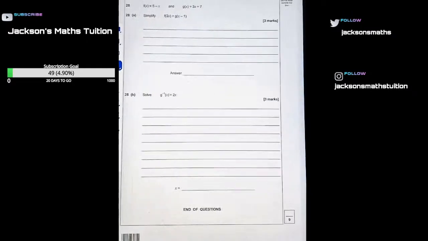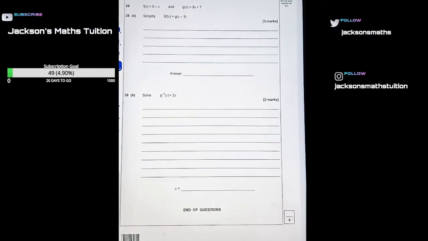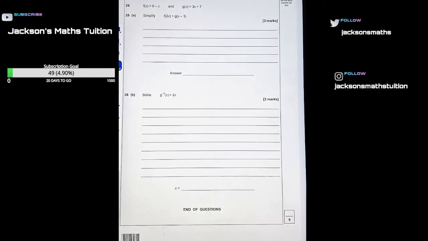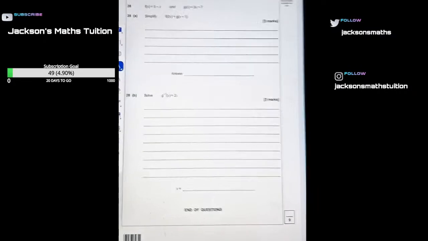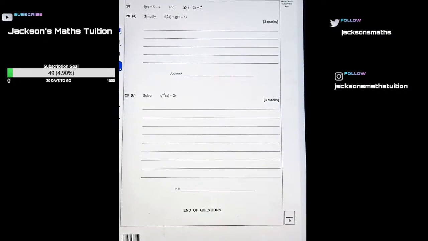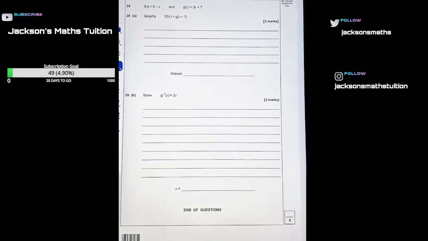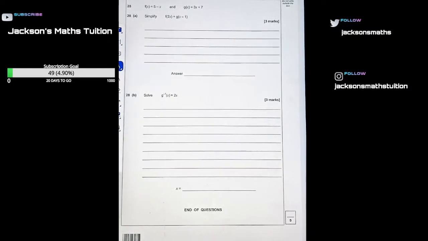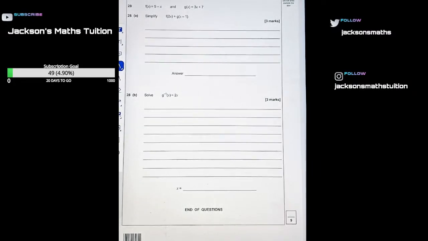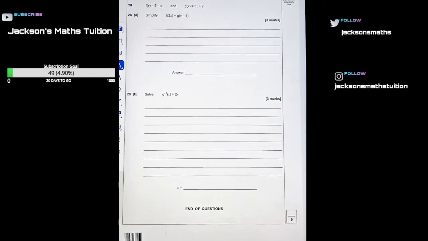All right, the last question, grand finale. This is functions, composite, inverse. Let's have a look at question A. The question says the function f of x is 5 minus x, and g of x, which is also a function, is 3x plus 7. We're going to simplify f of 2x plus g of x minus 1.